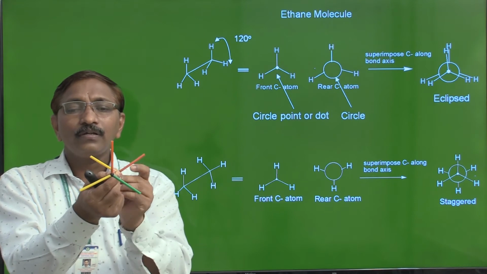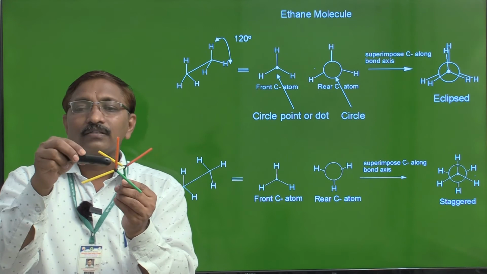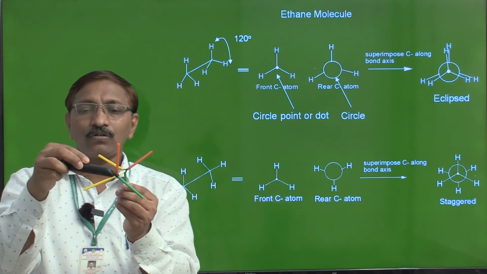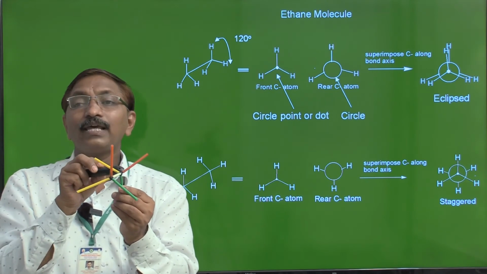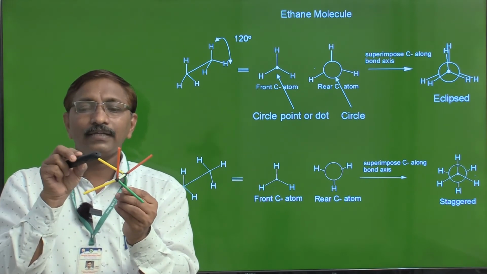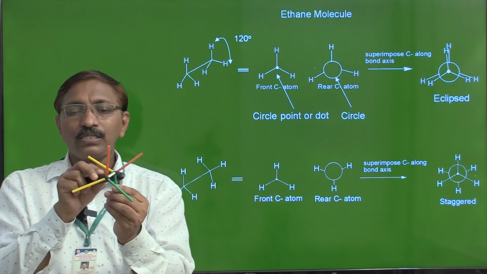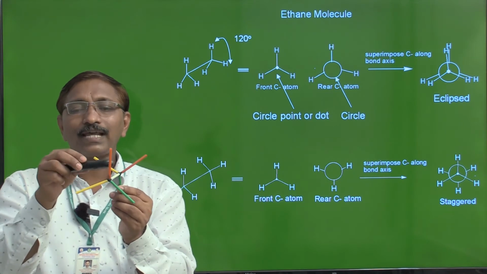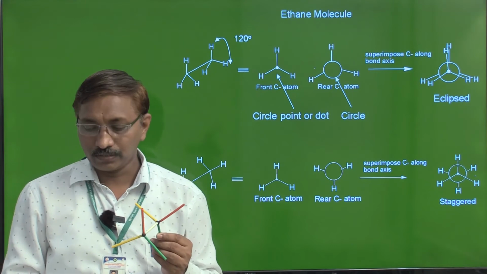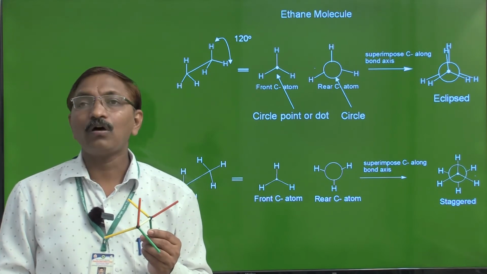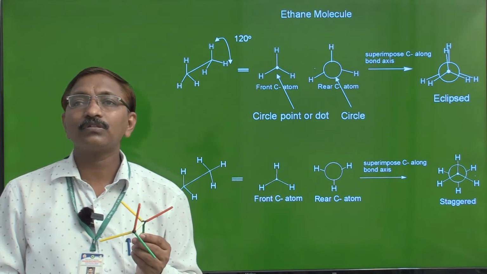Then what happens? If you observe from your point of view, the front carbon atom is a circle dot or circle point, and these are the three hydrogen atoms. Then the rear carbon atom is represented by a circle, and its three hydrogen atoms are attached at the edge of the circle. So in this way we observe that in the staggered form they are away from each other, while in the eclipsed form they are maximally close to each other. So this is the example of the Newman projection formula.